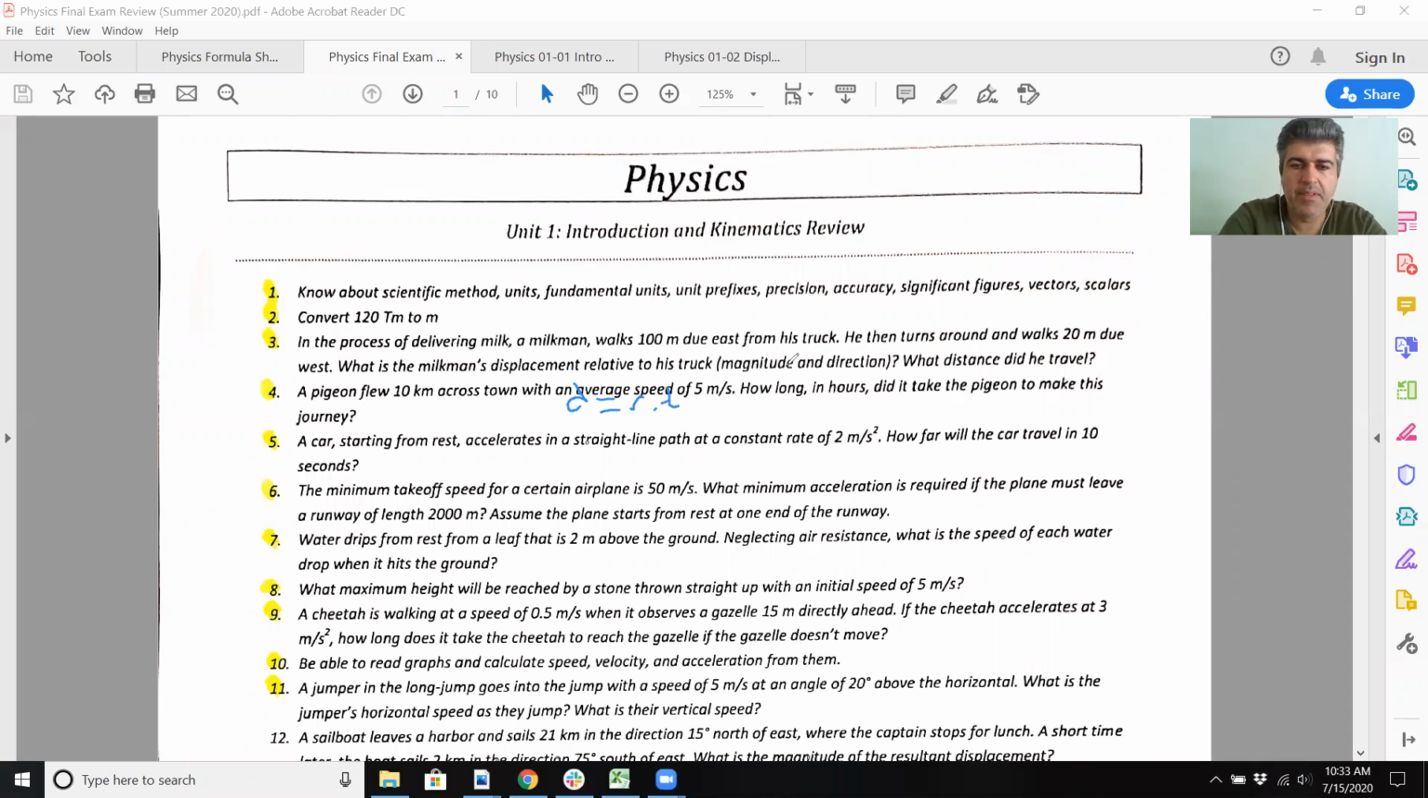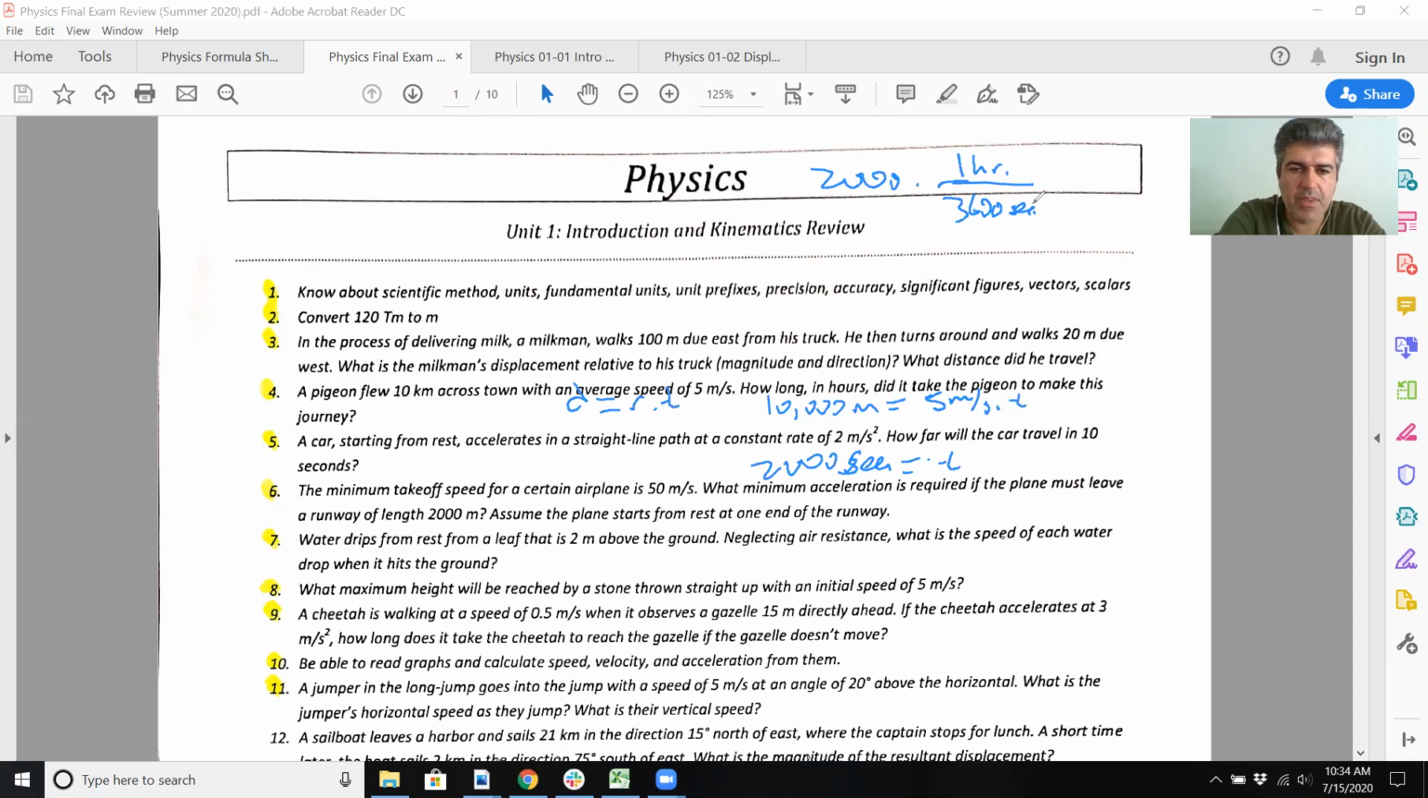I mean, again, 10 kilometers is 10,000 meters, and your rate's 5 meters per second. So your time is just 2,000 seconds. And then you guys convert that to hours. That's easy. 2,000 seconds, and then boom, 1 hour is 3,600 seconds, easy peasy, right? No problem there.